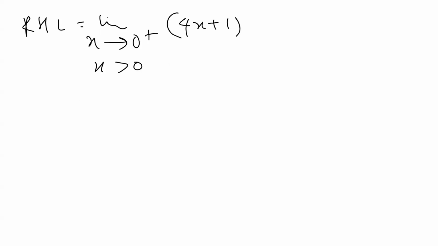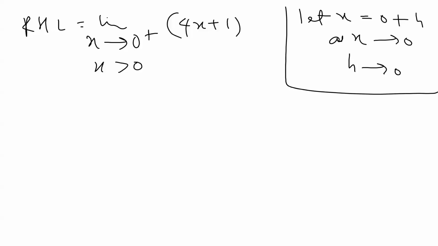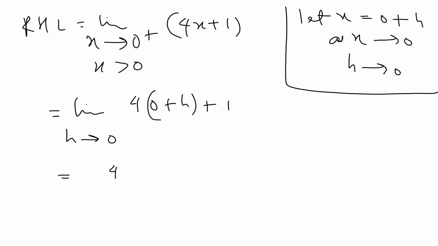So, RHL, limit x approaching 0 plus, x greater than 0. Okay, 4x plus 1. Let x is equal to 0 plus h. As x approaches 0, h will also approach 0. So this is equal to limit h approaches 0, 4 into 0 plus h plus 1. There is no denominator, so that's really not a problem. So this is equal to 1. This is RHL.